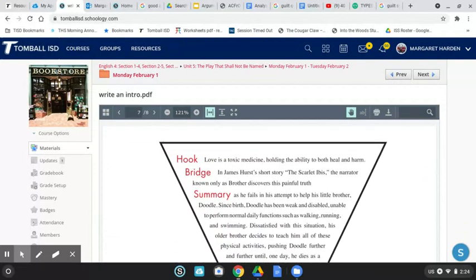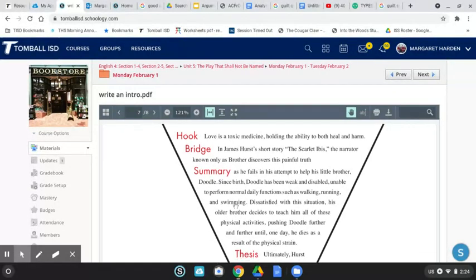Okay. Love is a toxic medicine. Here's their bridge. Holding the ability to both heal and harm. Okay, it's not a quote. They just came up with it. Kind of a shocker. Love is toxic. I don't agree, but okay. And then here's their bridge. In James Hurst's short story, The Scarlet Ibis, the narrator, known only as Brother, discovers this painful truth. Here's his summary. As he fails in his attempt to help his little brother, Doodle.